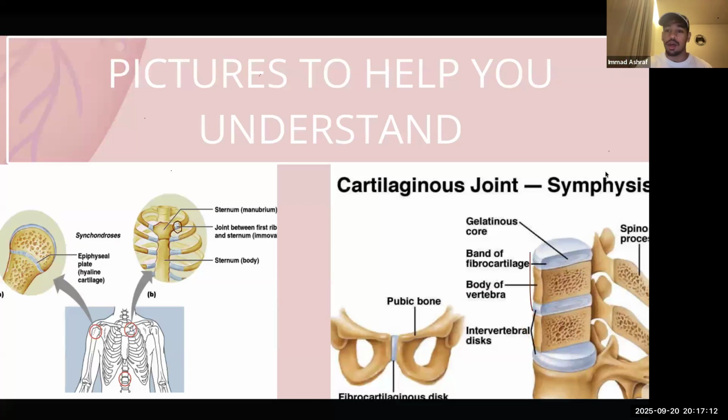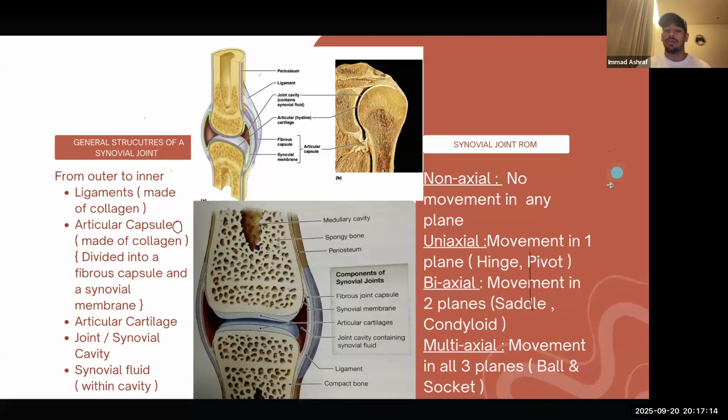Okay, good. So now we're done with the cartilaginous joint. We're going to move to the synovial joint, which is the last part of this lecture. So after this, we're done with half of the crash course. Yeah. So basically, you have the synovial joint, which is the most important one. That's why it's in so much detail.